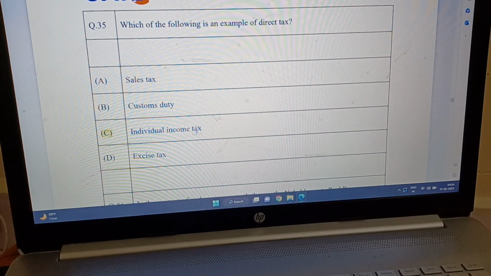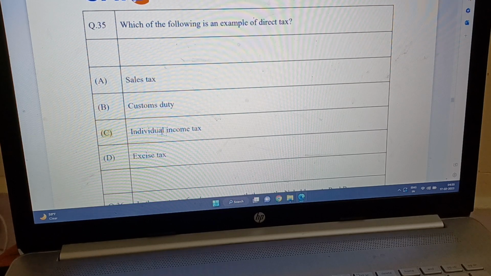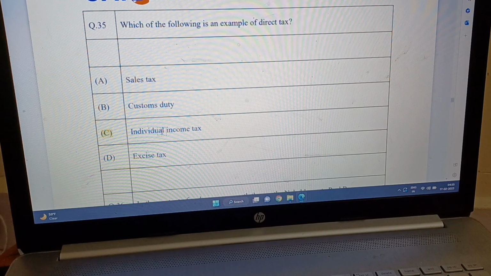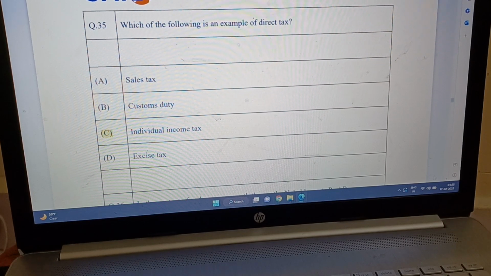Individual income tax, yeah, this one is direct tax because you know that you are paying. So the tax is imposed on you and you pay it also. Excise tax is also indirect tax because it is hidden in the price. So answer is C.